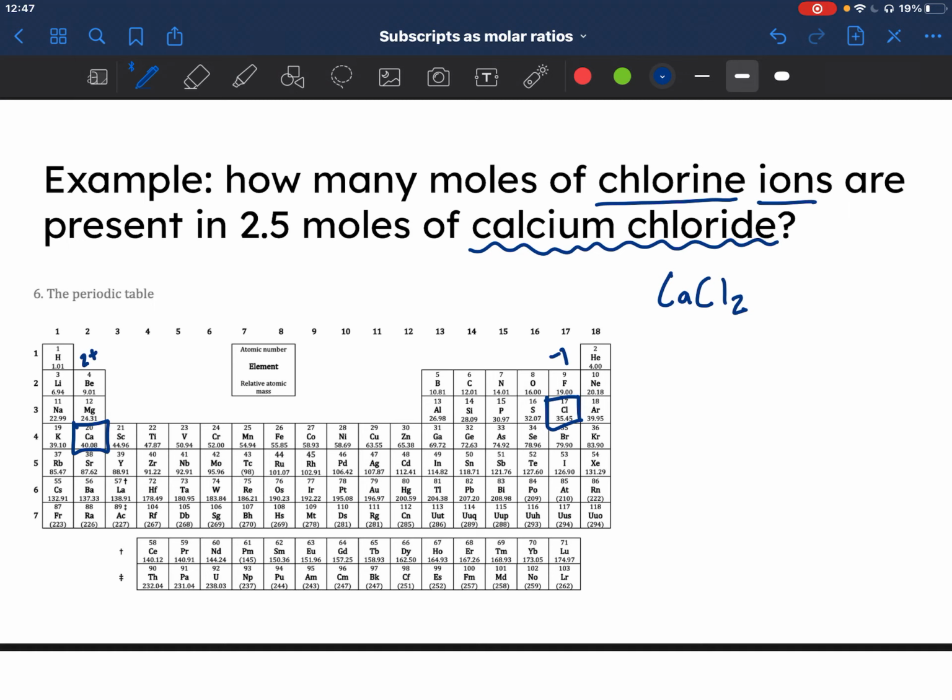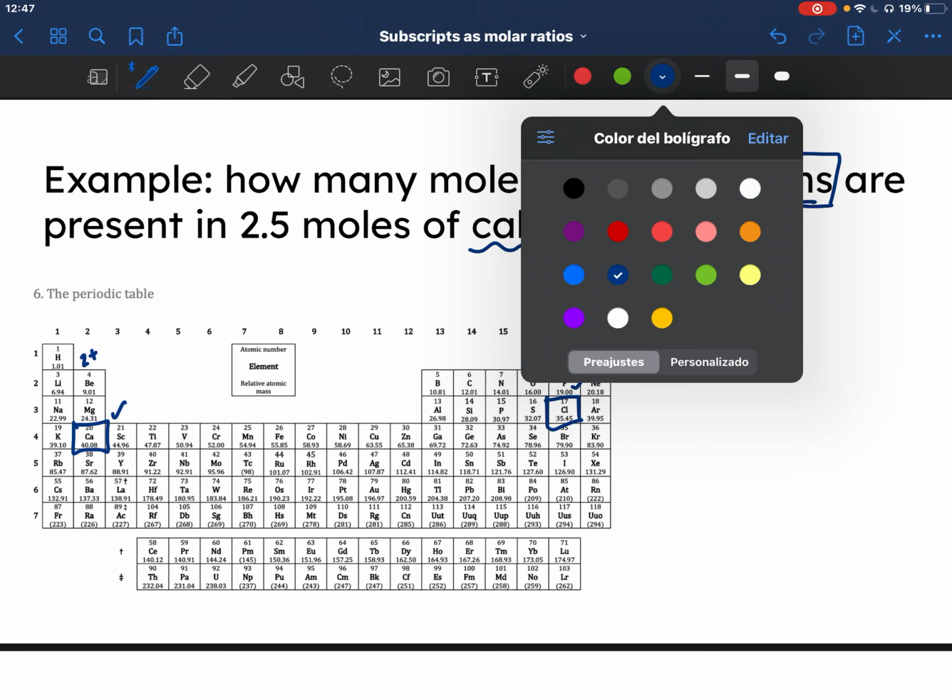I know this is ionic. I have a metal and a nonmetal. The electronegativity difference would be really big. And so if I put calcium chloride into solution, it would indeed dissociate into ions. So this works for individual atoms. It also works for ions. All right, so let's go through our normal process.